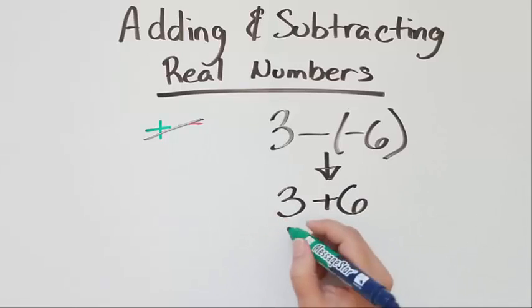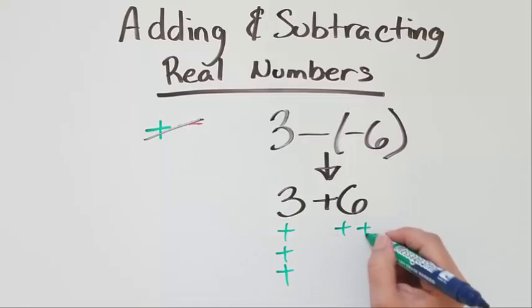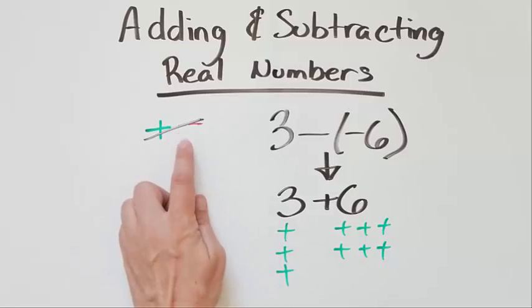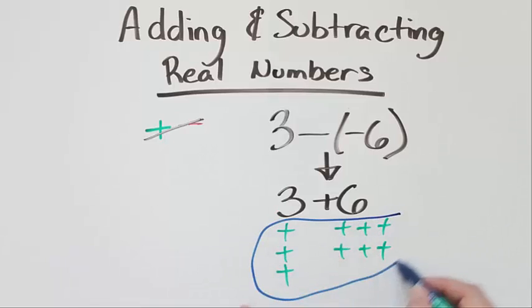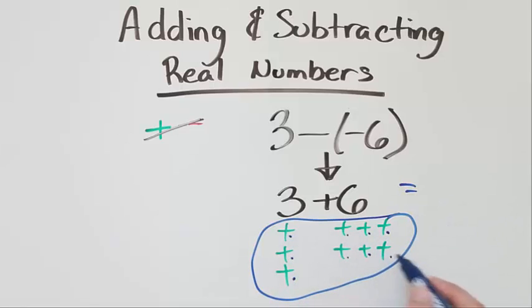This is a positive 3, so that's represented with 3 positives. This is a positive 6. This is represented with 6 positives. If I can pair up a positive with a negative, they cancel each other out. There are no negatives in here to pair up with. So all of these are my answer. They're positives, so my answer is positive. 1, 2, 3, 4, 5, 6, 7, 8, 9. That means I have positive 9 as my final answer.